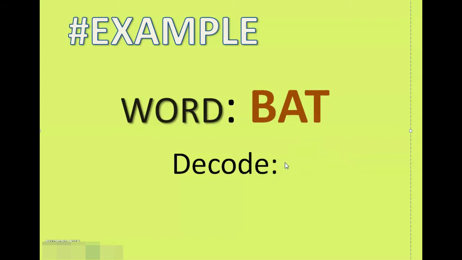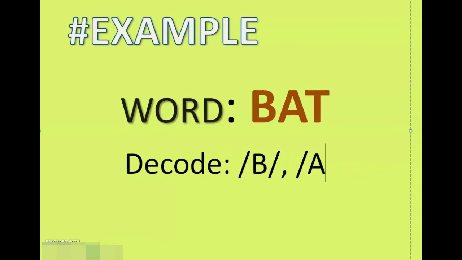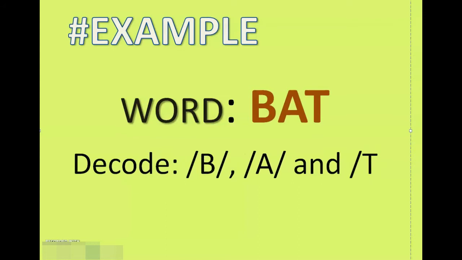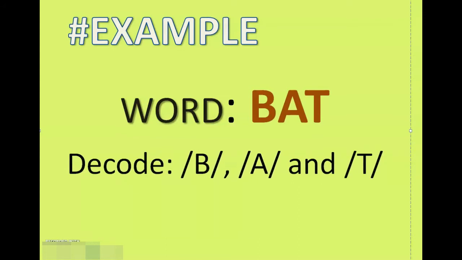Based on our previous video or your previous knowledge, let's decode the 3-letter word bat into 3 simple sounds. B, A, and T. So we decoded the word bat into 3 simple sounds that we know. Let's repeat the sounds. B, A, T, bat.